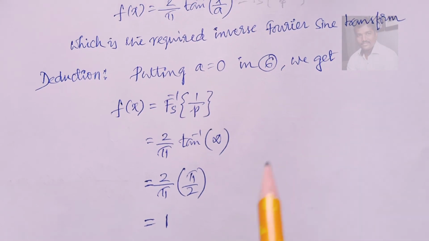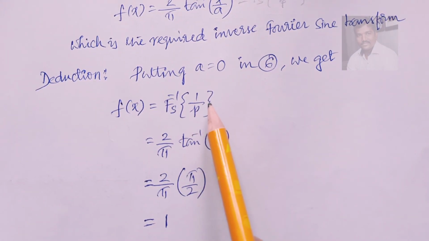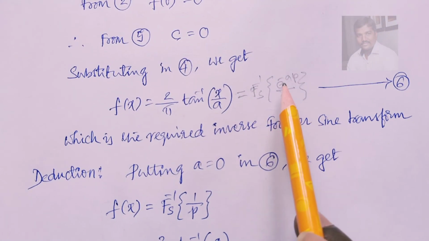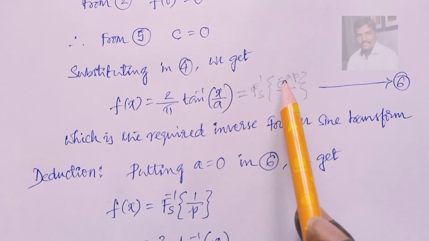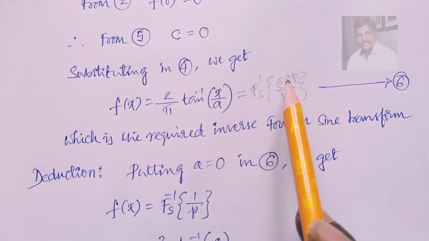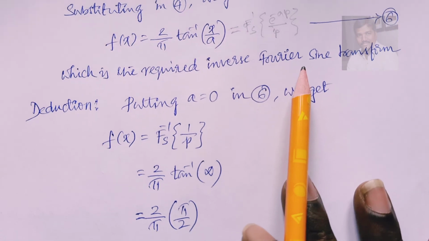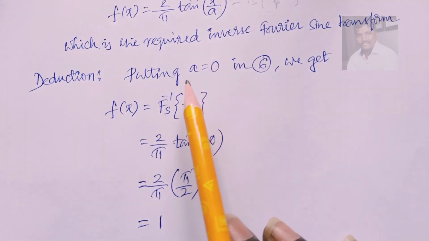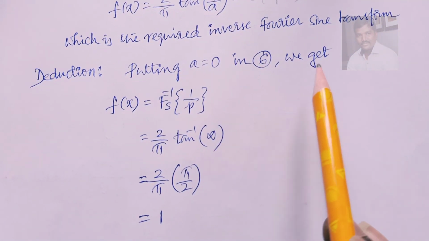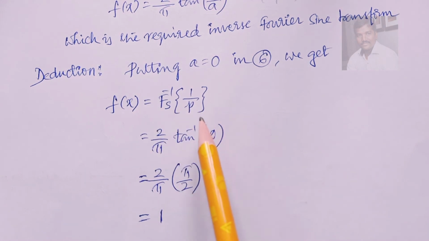Now they are asking for fs inverse of 1 by p. So from this, how can I get this 1 by p? Just by putting a is equal to 0 in this equation number 6. So that's what I'm doing. Putting a is equal to 0 in 6, we get fs inverse of 1 by p.